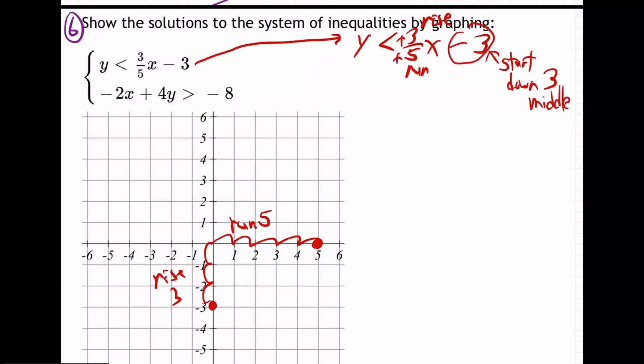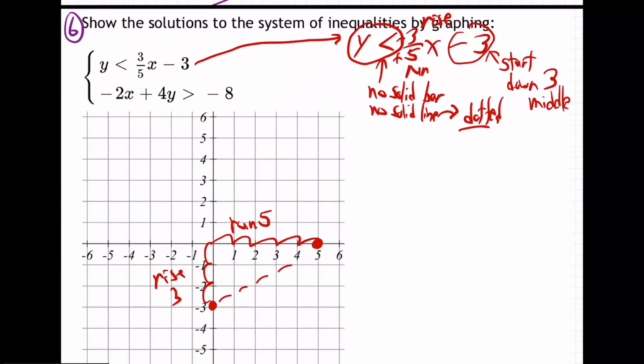Now we can connect our 2 dots. Is it going to be a solid line or dotted? Well, it's y less. So no solid line. It's dotted. So it's a dotted line. So you're going to use the dotted line tool. Make a dotted line there. Get rid of this stuff.